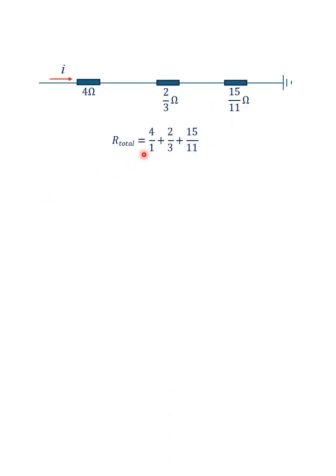So our R total is equal to 4 over 1. We do over 1 because these are also fractions, so let's make everything a fraction, plus 2 over 3 plus 15 over 11. In series combination, we don't take the inverse, so we sum them normally, just the arithmetic summation of the resistances. So our R total is equal to, if we take the LCM here, the LCM will give us 33.